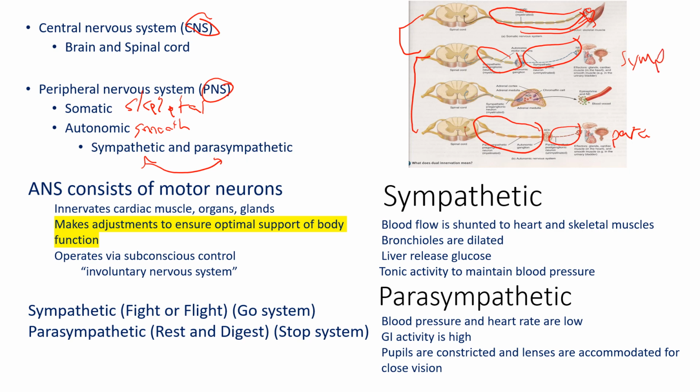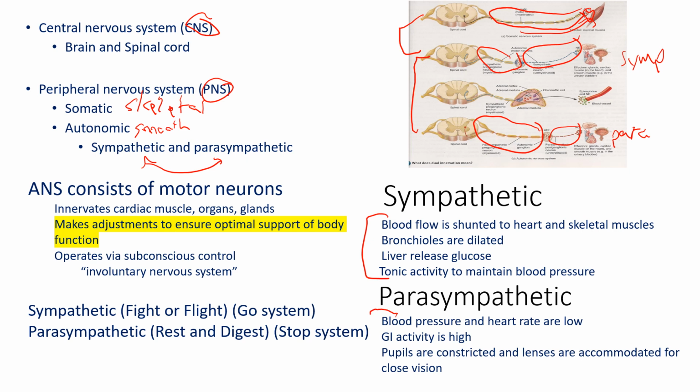And like I've alluded to a few times now, sympathetic, right? Blood flow, bronchioles are dilated. Those are structures in your lungs. They help you breathe more. Liver releases glucose. The reason this happens is essentially because if you're in a fight or flight situation, you need energy. The liver is kind of like your glucose store, and it'll just release glucose to power your body. And then blood pressure increases.